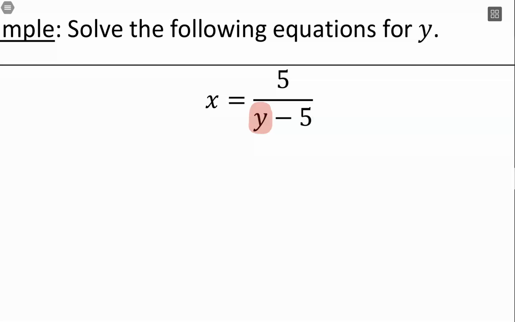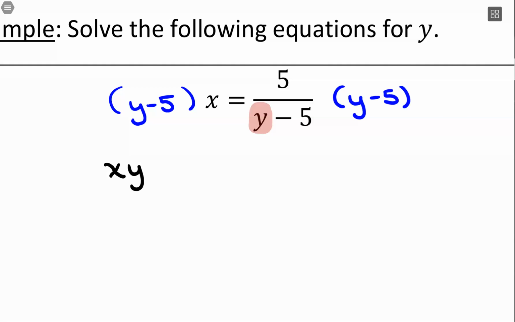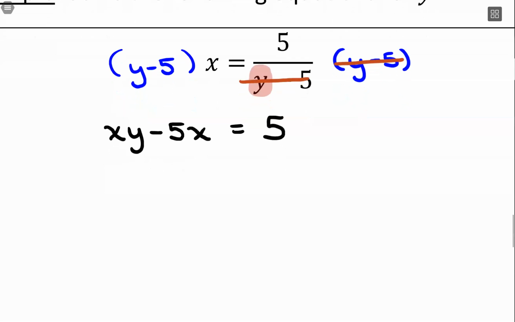So my least common denominator is just the y minus 5. So what I would do is multiply both sides by y minus 5. On the left-hand side of the equation, I'm going to multiply this out, so I'm going to have an x times y minus 5 times x. On the right-hand side of the equation, that y minus 5 cancels out, and we would just have 5 left over. And again, I'm focusing on solving for y, so I want to get that term alone on one side of the equation, so I'm going to add 5x to both sides.